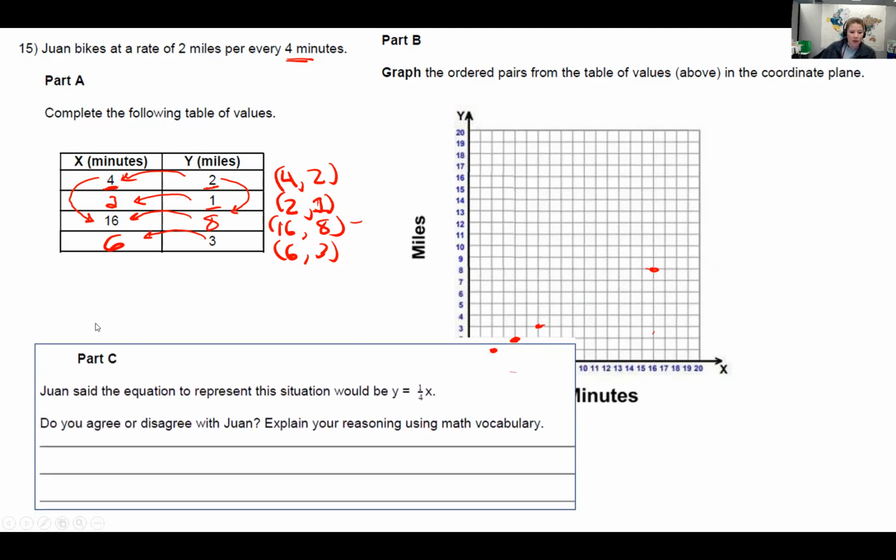And then part C says, Juan said the equation to represent this situation would be y equals 1/4 of x. Is y 1/4 of x? Is 2 1/4 of 4? Is 1 1/4 of 2? No, I disagree. Y is actually 1/2 of x, or I could even write 0.5. So if I take all these x values and I multiply them by 1/2, I get y.